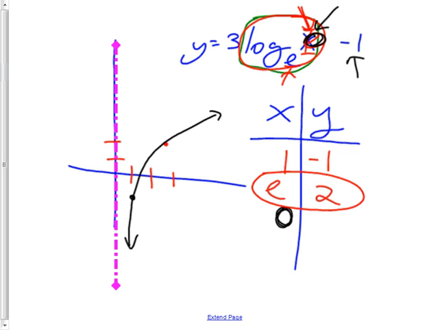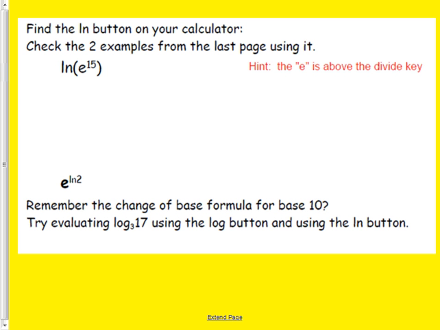Yes? We're pretty much done learning the new stuff, but let me finish these slides, and then you'll have learned everything you need to know for the test on Friday. All right. Yes, sir.